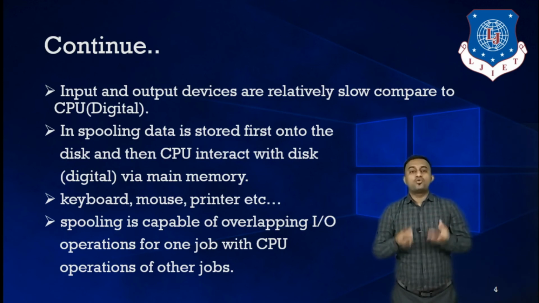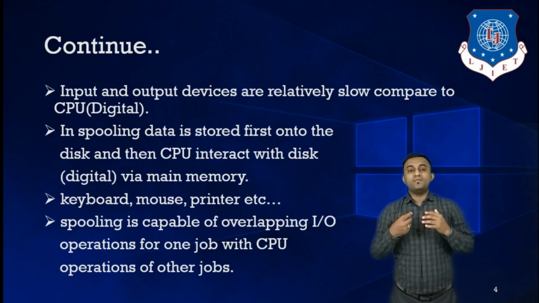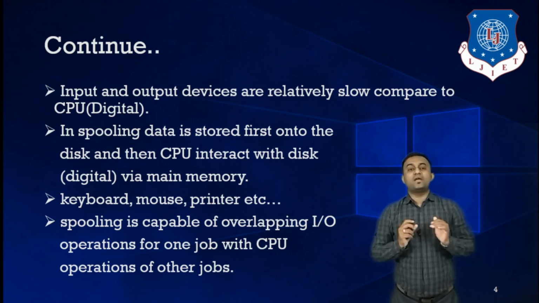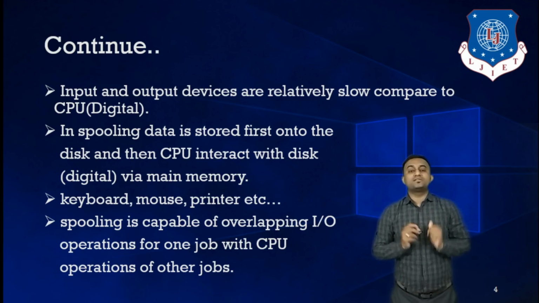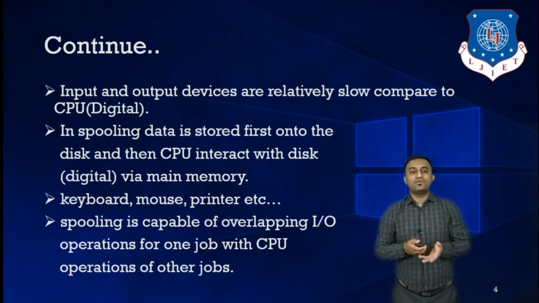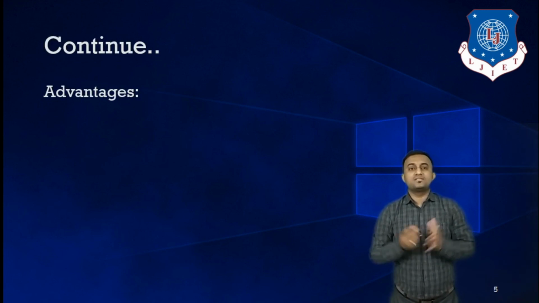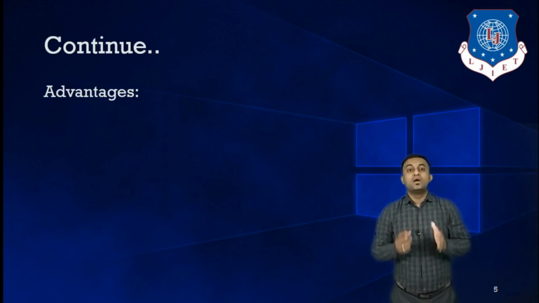If you want to keep the CPU as busy as possible, what we can do is have a set of input devices. Okay, and through those input devices we can introduce the input simultaneously and store the input data into secondary memory, so that there is less chance for the CPU to be idle. Okay, so once you understand this concept of spooling, now we are going to discuss the advantages and disadvantages of spooling.